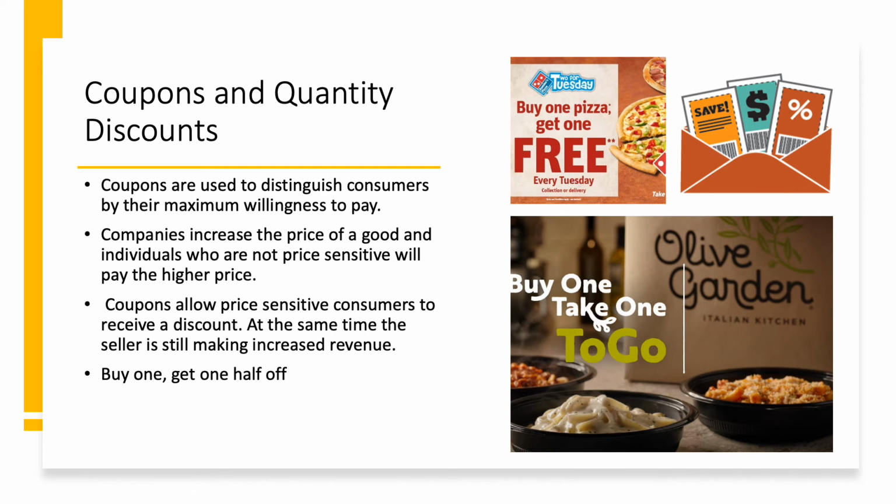Let's have a look at some coupons. Again, as we discussed before, coupons are used to distinguish between elastic and inelastic customers. So they reward people that have more sensitivity to price. Here's a few examples. Buy one, get one free, right? Buy one, take one to go, etc. These are famous deals throughout the restaurant industry.